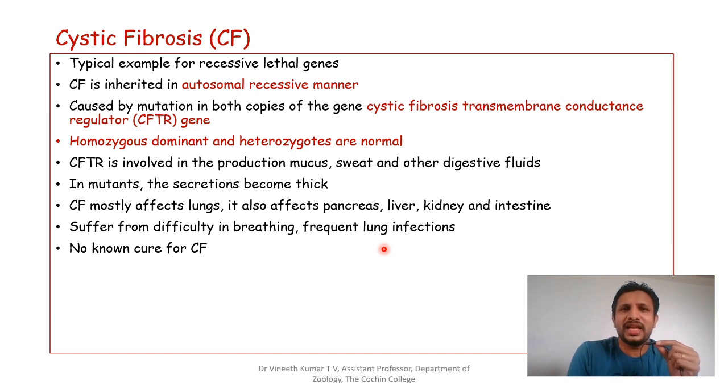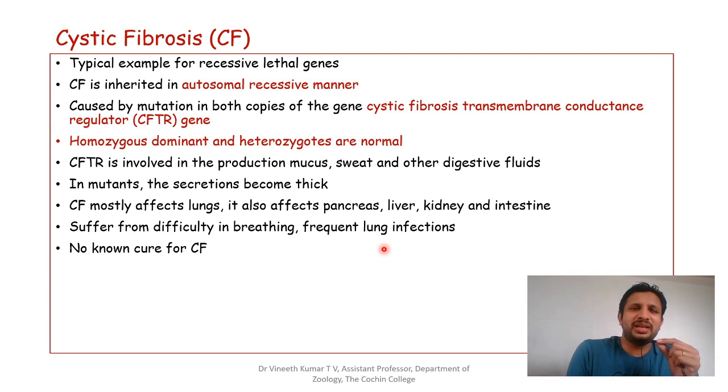So the recessive trait here is the mutant one which is causing the disease, but here the heterozygote as well as the homozygous dominant will be normal. Homozygous dominant and heterozygote in this case will be normal without this particular disorder, which is called cystic fibrosis. But the homozygous recessive will have the condition which is called cystic fibrosis. So it is inherited in an autosomal recessive manner.